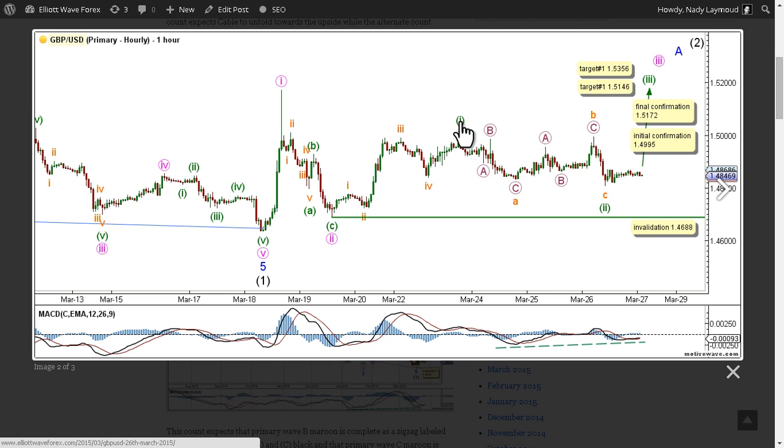This count would be invalidated by movement below 1.4688, as wave 2 green may not retrace more than 100% the length of wave 1 green. It should be noted that the invalidation point will be moved to the end of wave 2 green once we have confirmation on the hourly chart that wave 3 green is unfolding toward the upside.